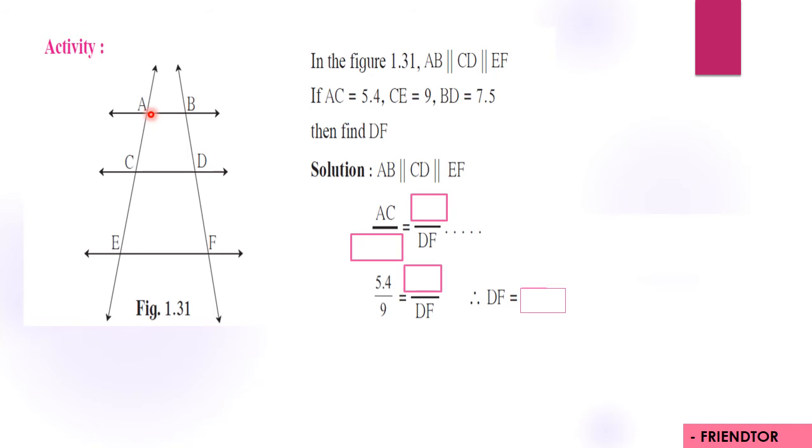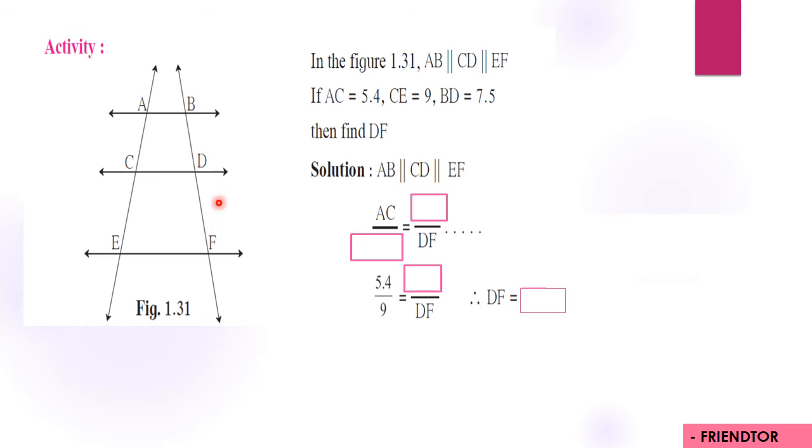So AC upon CE is equal to BD upon DF. That is what the property says. When you have three parallel lines and two transversals, the intercepts formed are in the same ratio. Okay. AC upon CE is equal to BD upon DF.